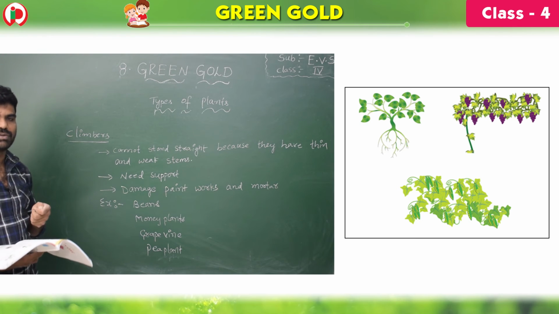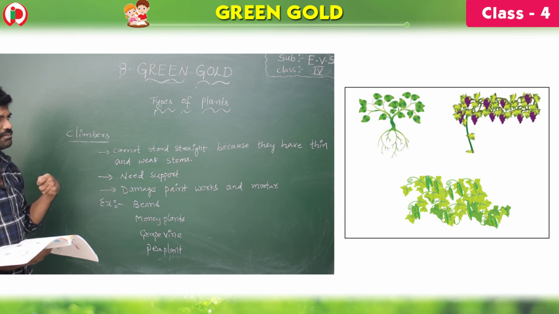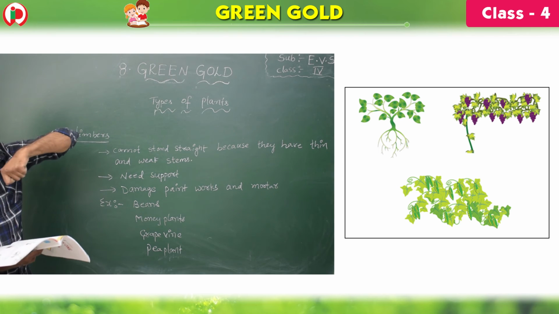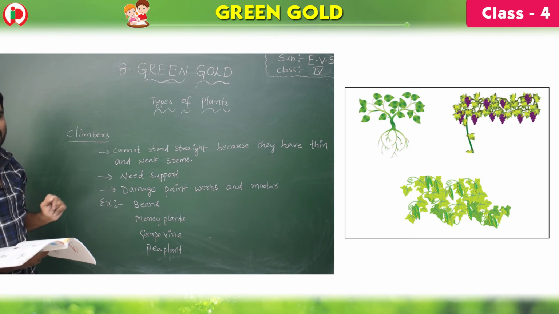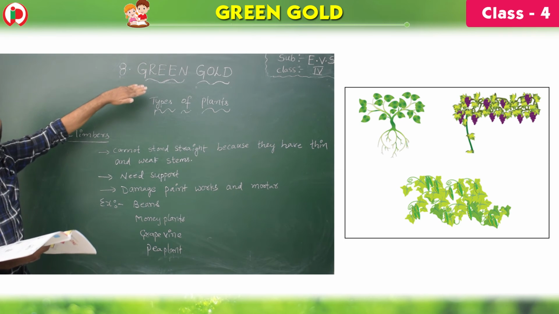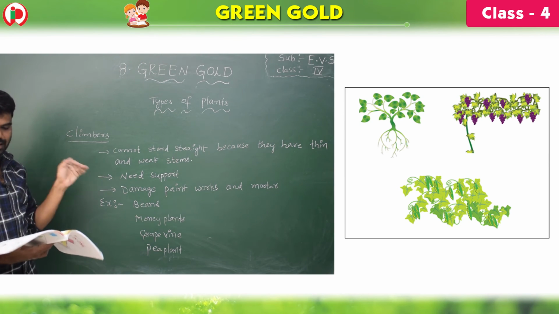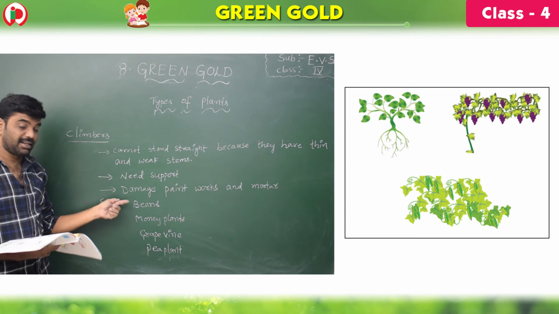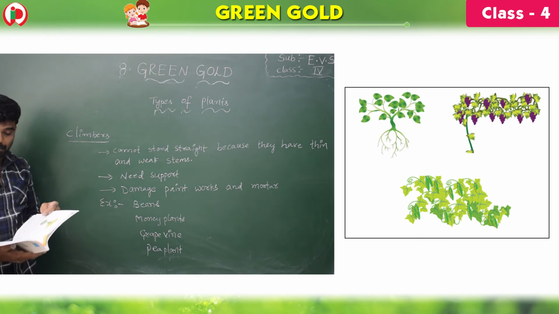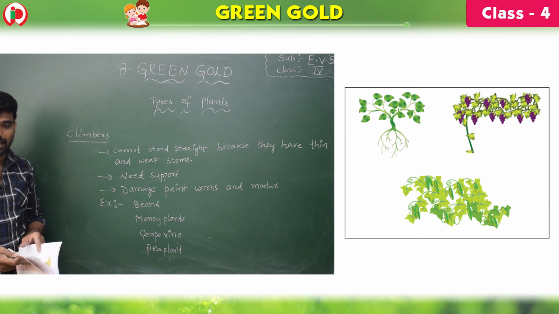If you try to remove the stem roots, these plants can damage paintworks. For example, these plants will climb on the wall, children. If you try to remove that, it will automatically damage the paintworks and mortar also. Mortar means it's a material used to construct the wall. That is why we should not try to remove that. Examples are beans, money plant, grapevine, and pea plant.